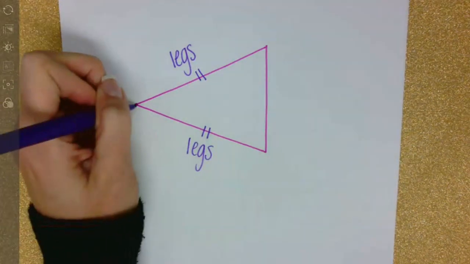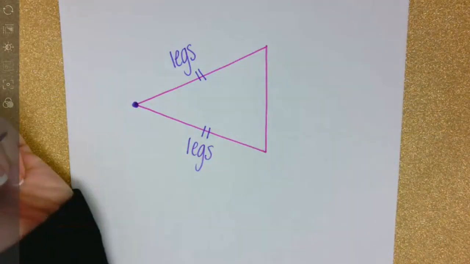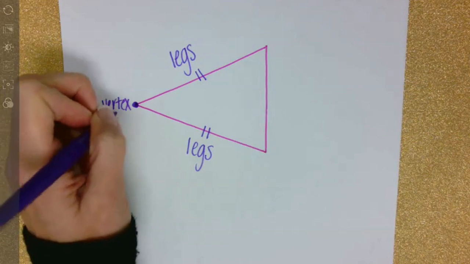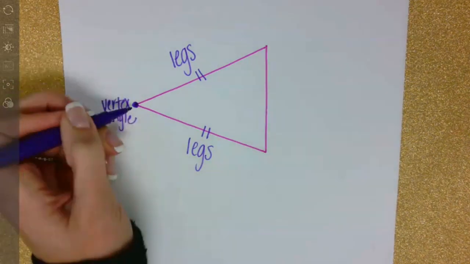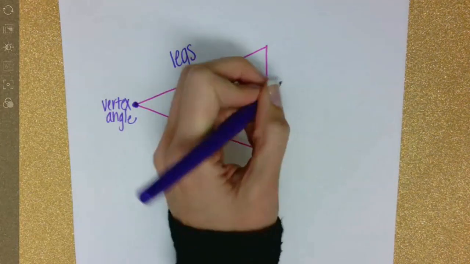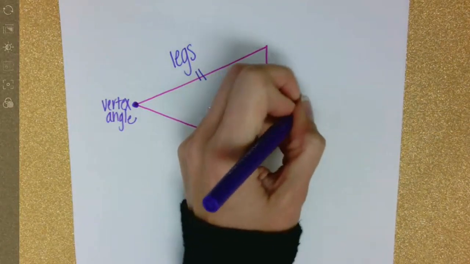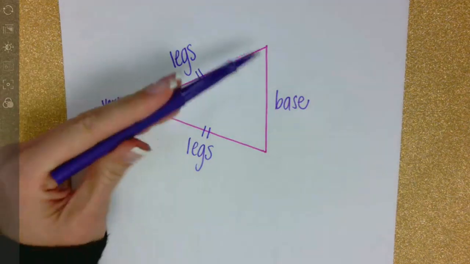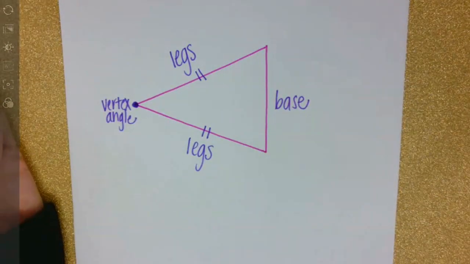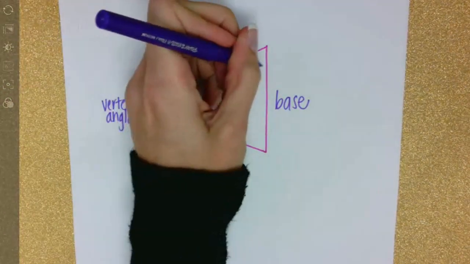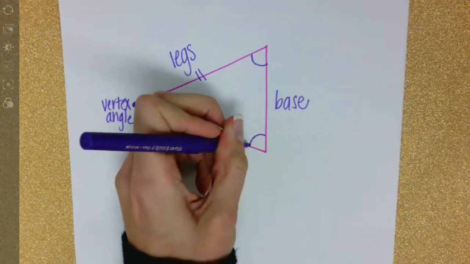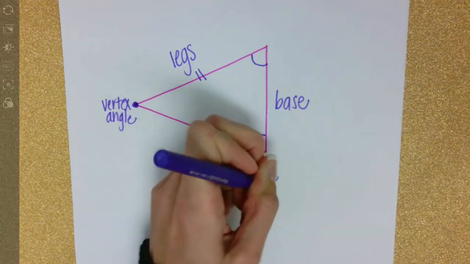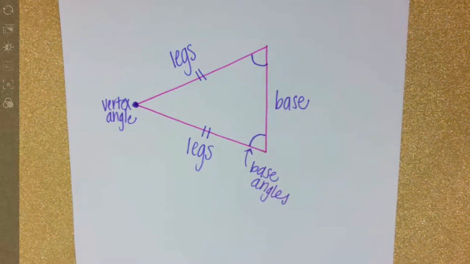The angle between the legs is going to be called our vertex angle, which is across from or opposite from the base. Okay, so your legs are the congruent ones, and then the base is what connects the two legs together. These angles right here that touch the base are called base angles. And there's a fun fact about these.